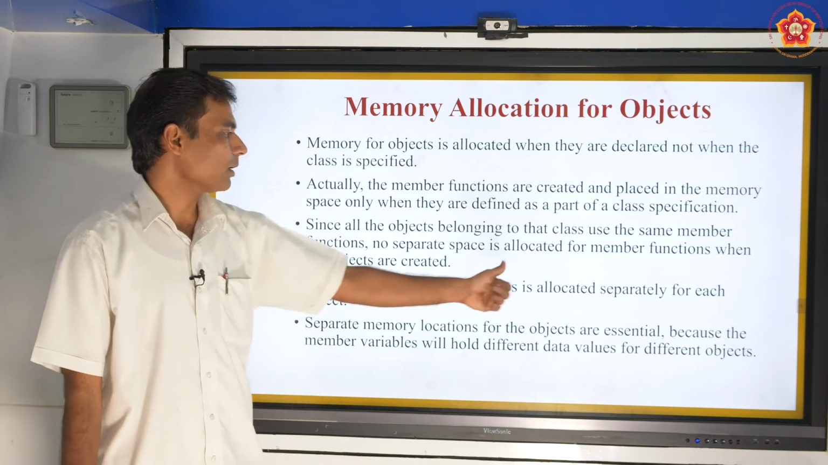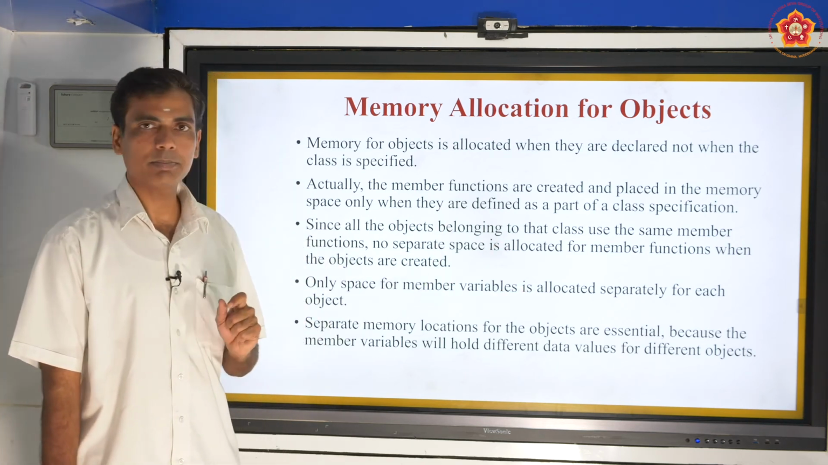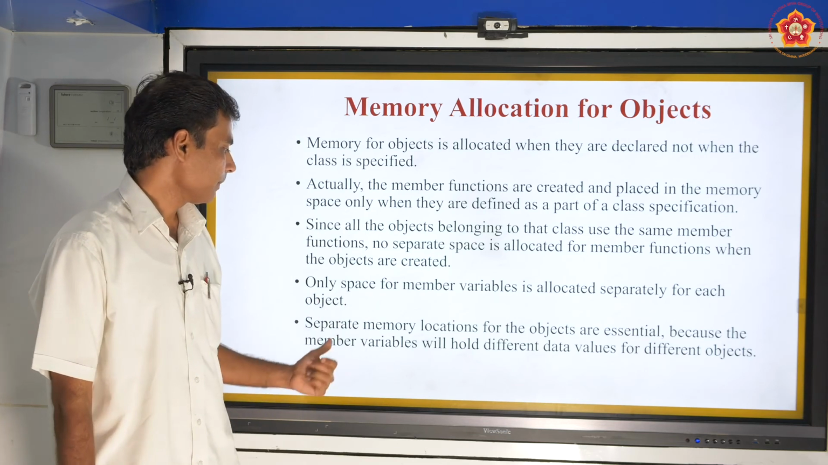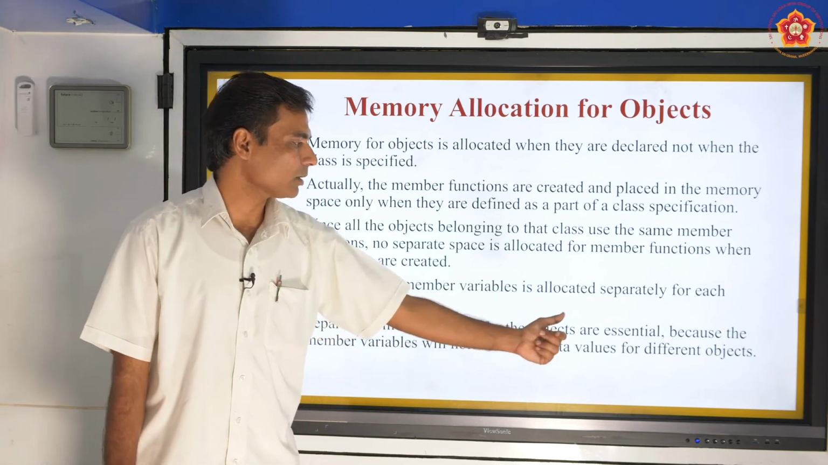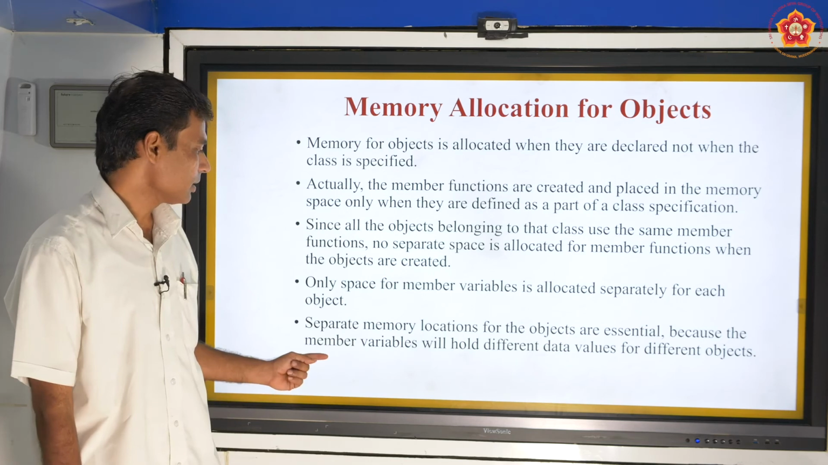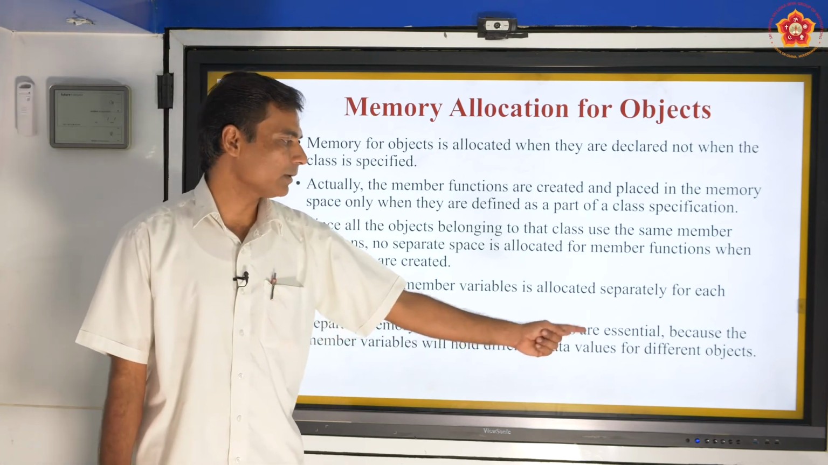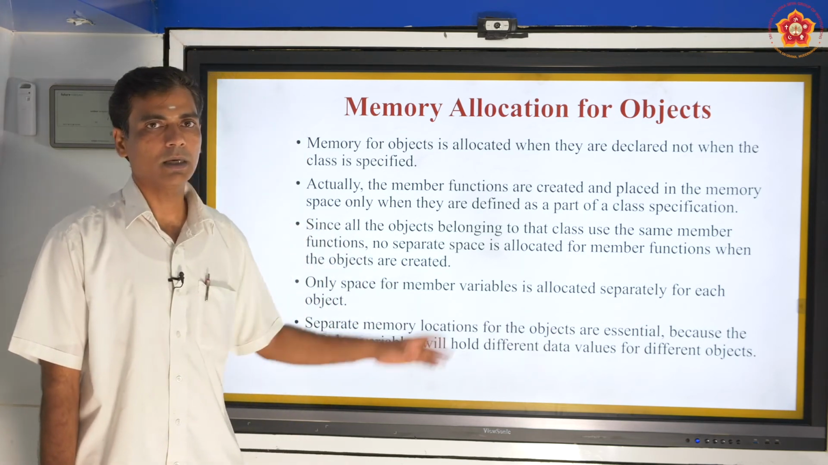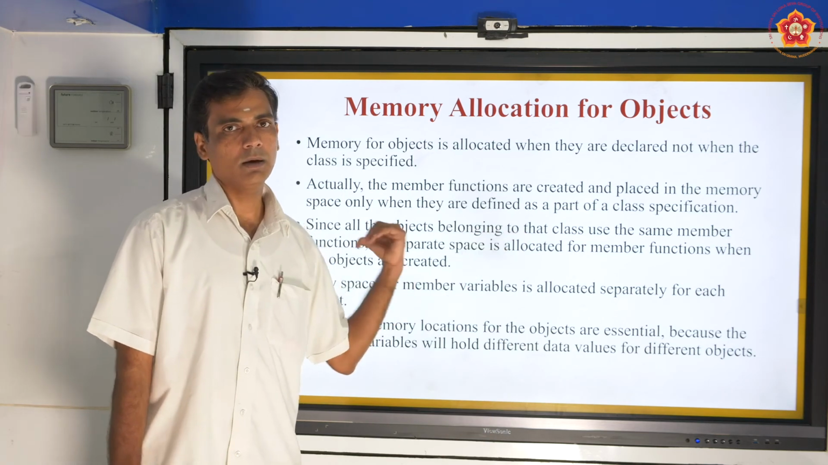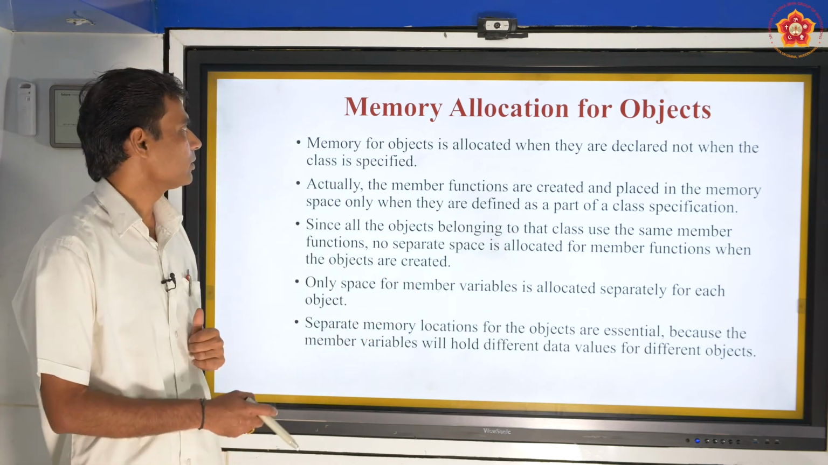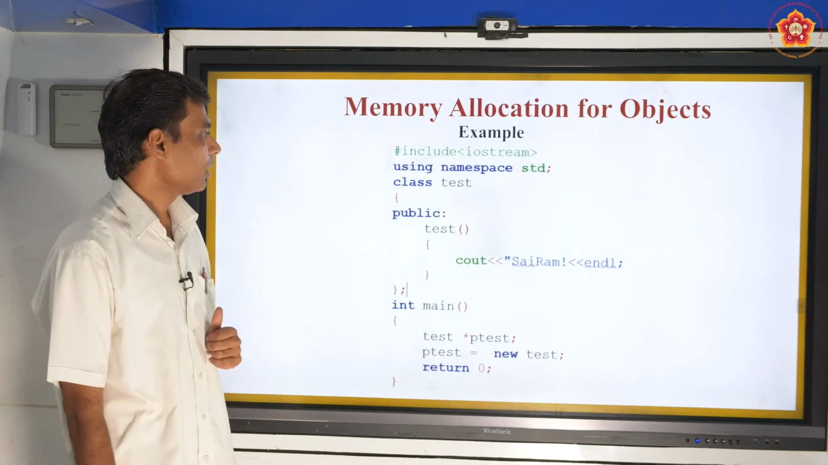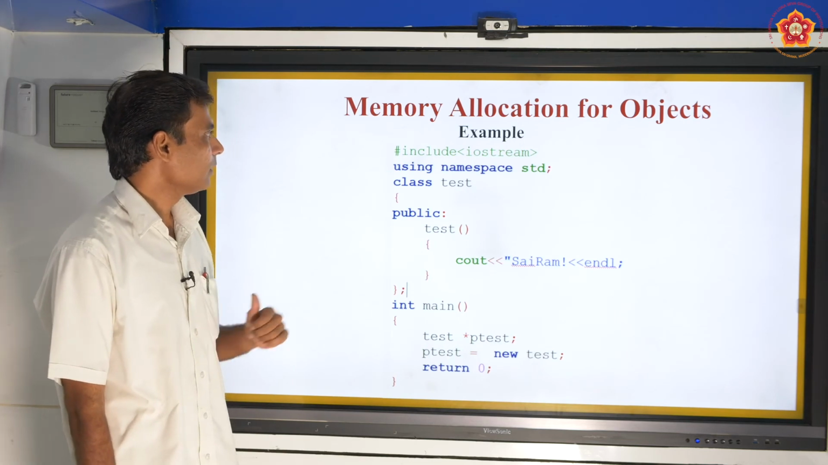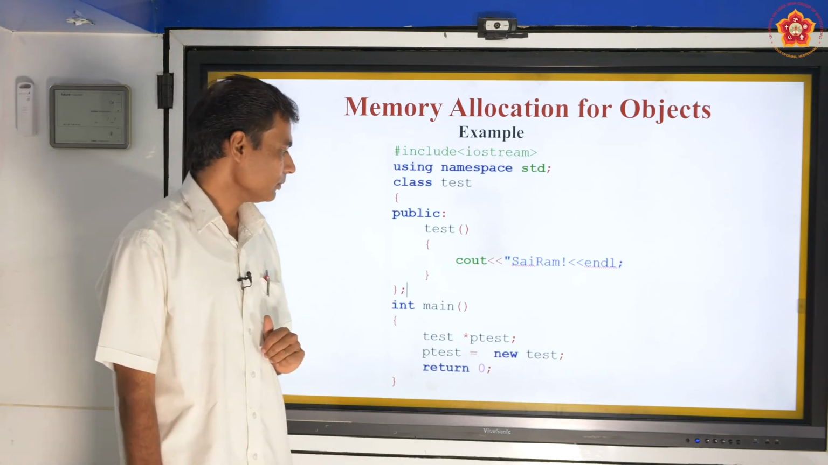So only space for member variables is allocated separately for each object, and separate memory locations for the objects are essential because the member variables will hold different data values for different objects. This we already have seen while discussing this pointer. So let's see how to allocate the memory dynamically for the class object.